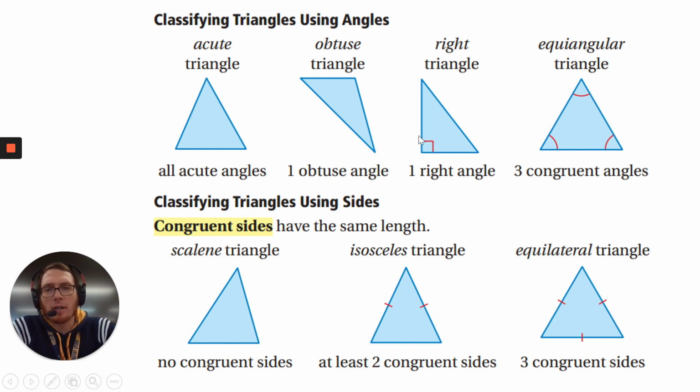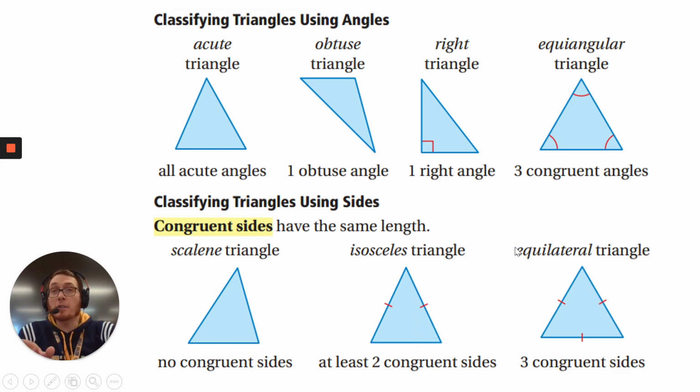By their side lengths, you have what's known as a scalene triangle. Okay, that's no congruent sides. An isosceles triangle, this might be a piece of information that maybe you didn't realize. An isosceles triangle, by definition, has at least 2 congruent sides or that are equal measure. So what you'll notice here is we have these tick marks here on this picture. These tick marks represent that they're the same.